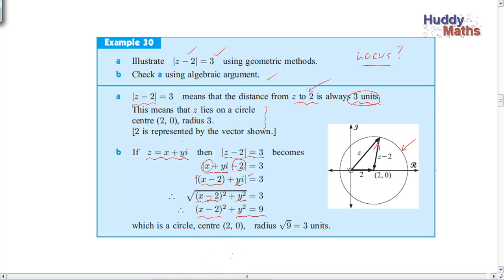And that you recognise as the equation of a circle, which has a centre translated 2. Remember, x take a, 2 in the x, nothing in the y. There's no change in the squared term there. And this is r squared. So it's 3 units. So you can check it algebraically.